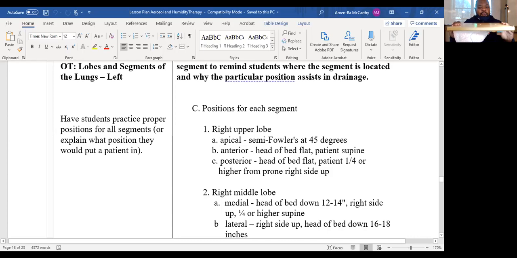But not only is he prone, they're saying that the patient is a quarter turn from prone, the right side up. Okay, so look, this is his left, this is his right, right?